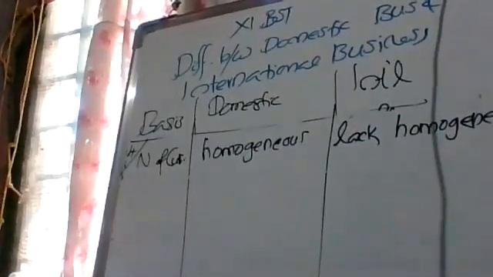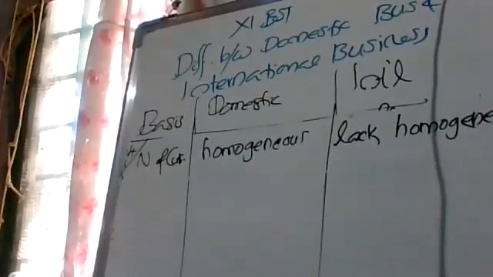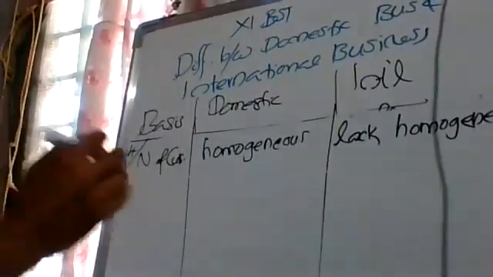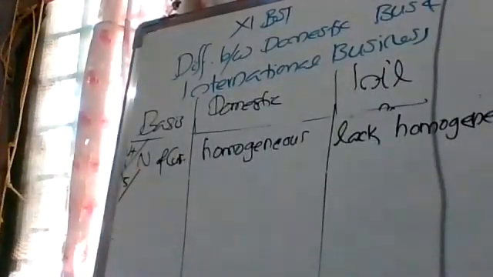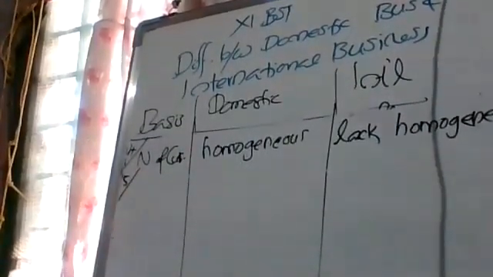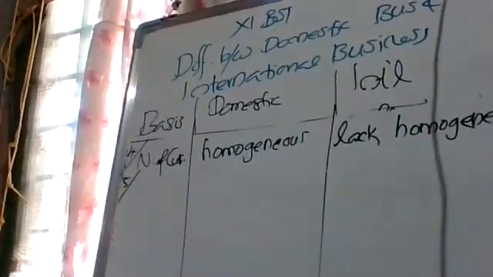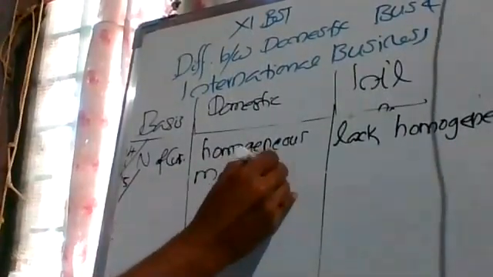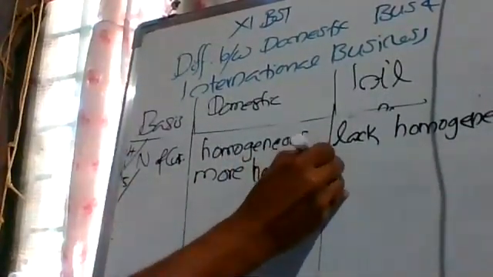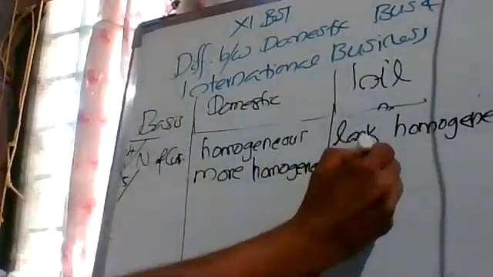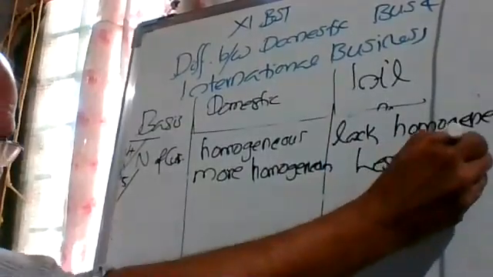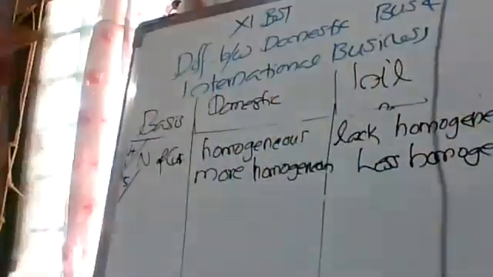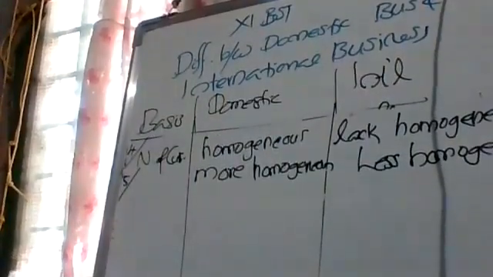Fifth point, business systems and practices. You can copy the basis from the textbook. Content I will brief. More homogeneous, that's enough. Here, less homogeneous. More homogeneous, less homogeneous.